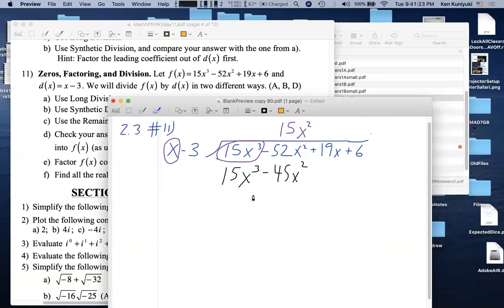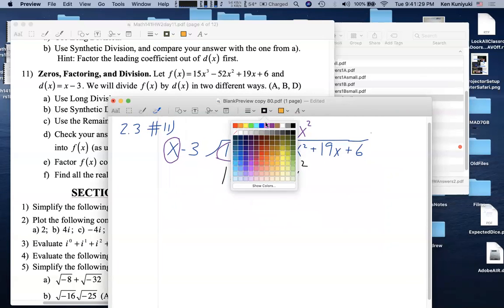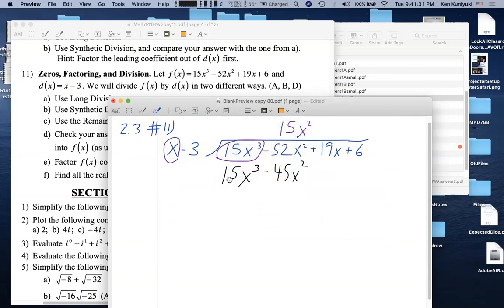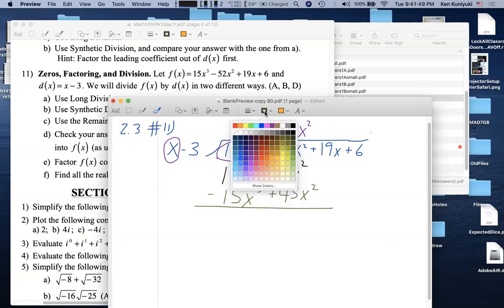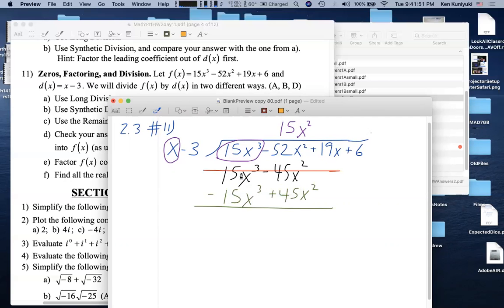So in order to ensure accuracy, I think a good idea is to actually write the opposite now. So I'm going to write down the opposite right now. Okay, when you subtract, you add the opposite. We're going to add negative 15x cubed plus 45x squared. When you subtract, you add the opposite. And then I'm going to cross out the middle guy.